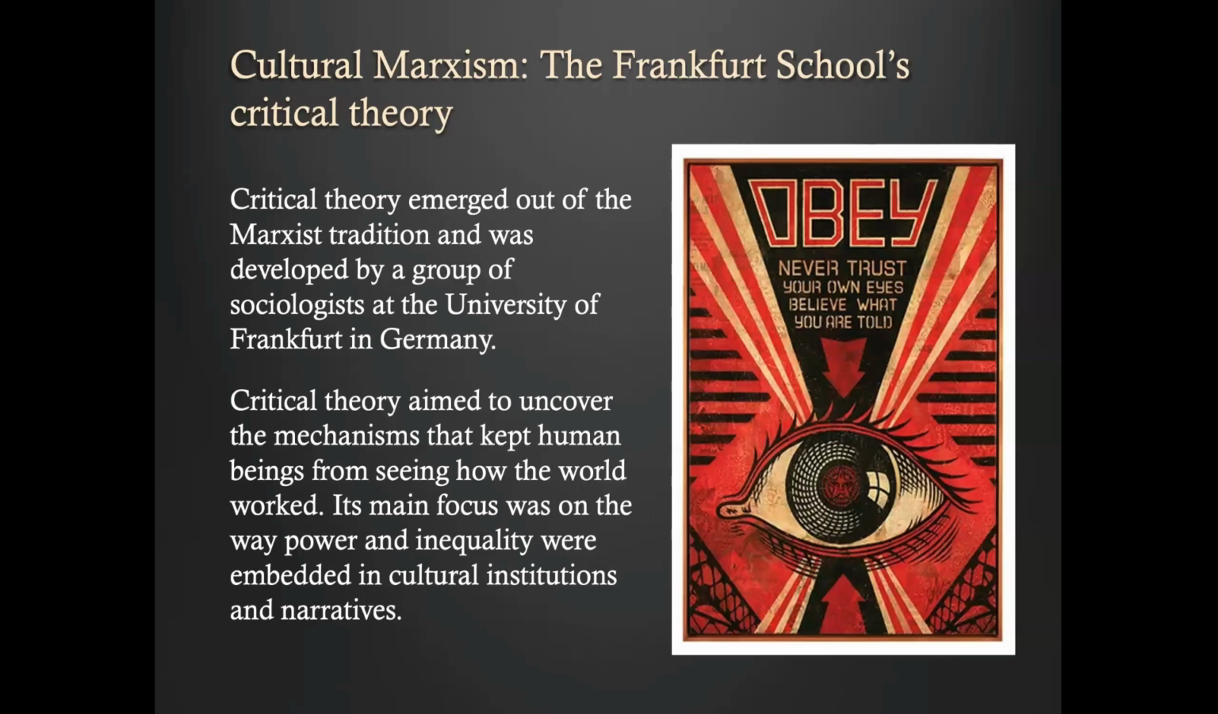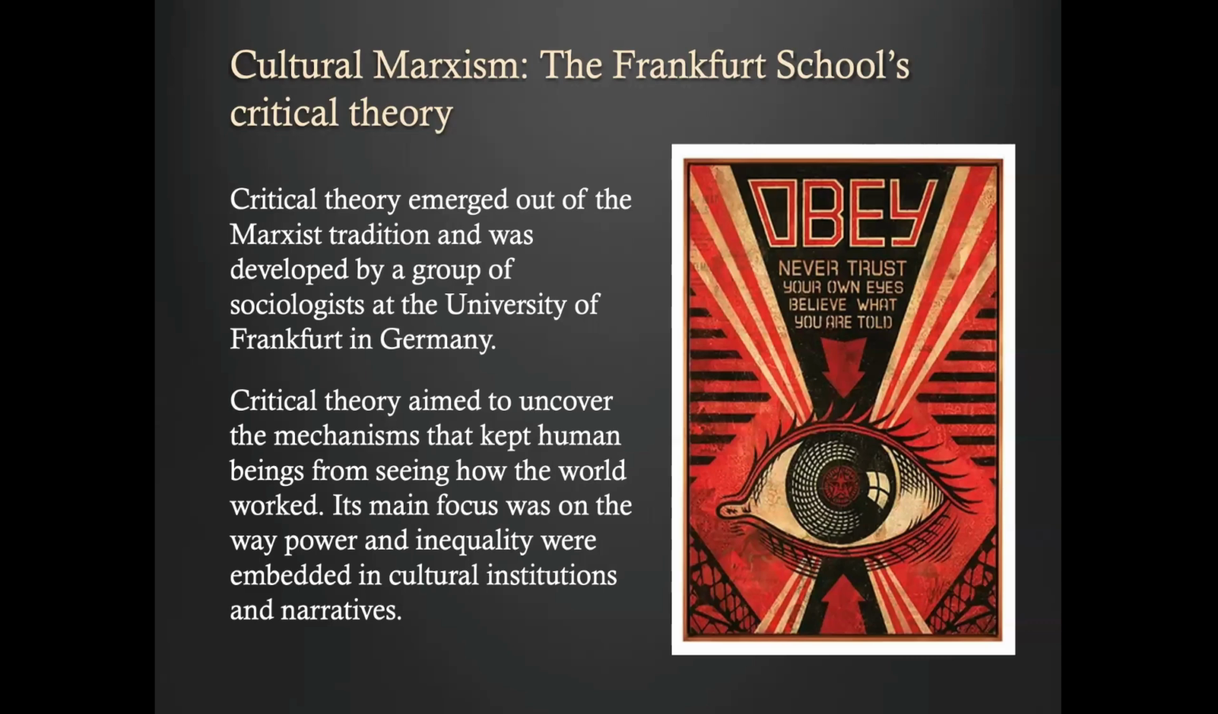Critical theory aimed to uncover the mechanisms that kept human beings from seeing how the world actually works. So we think of the problem of false consciousness. What is it that stops people from understanding the ways in which they are exploited? Why do people buy into the system so much? And why are the mechanisms of oppression invisible?